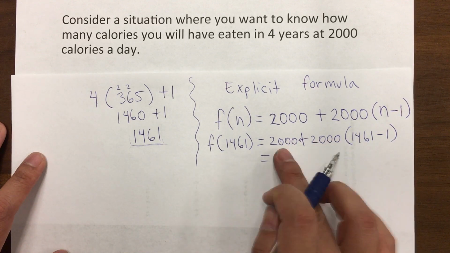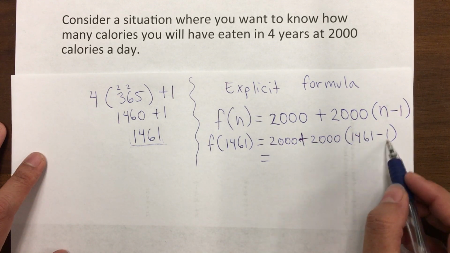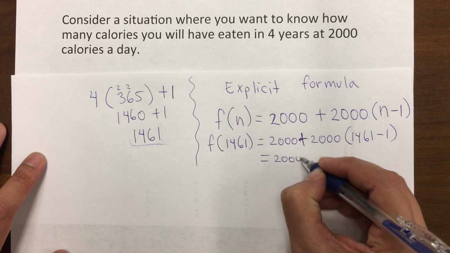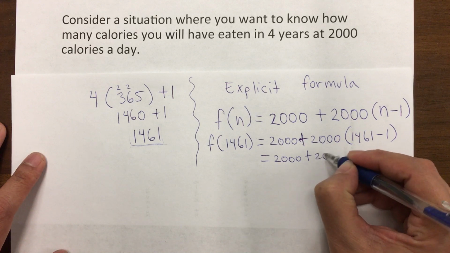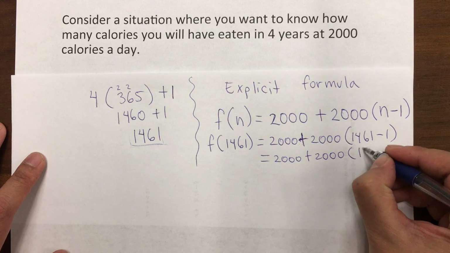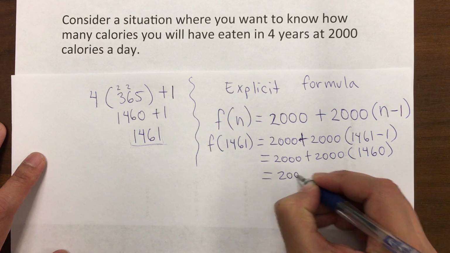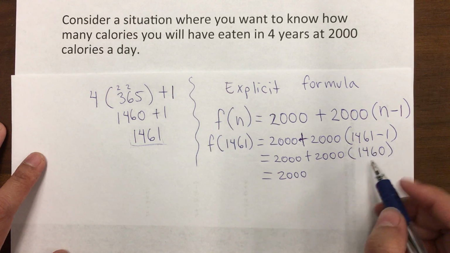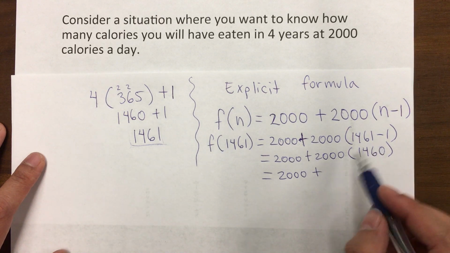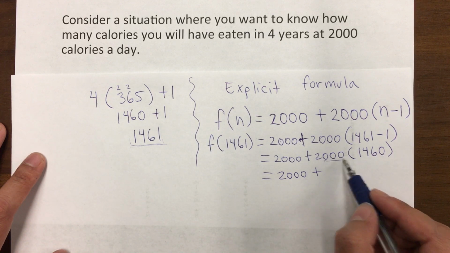some people want to add this because it looks easier to do, but remember that you have to follow PEMDAS. You have to first do parentheses, then the multiplication, and finally this addition, okay? So don't go ahead and add this 2,000 plus 2,000. 1,461 minus 1 is 1,460. I bring down the 2,000. Now I'm going to multiply this, and positive times positive is positive. Since it has zeros, I can just multiply 2 times this amount and add the 3 zeros at the end.